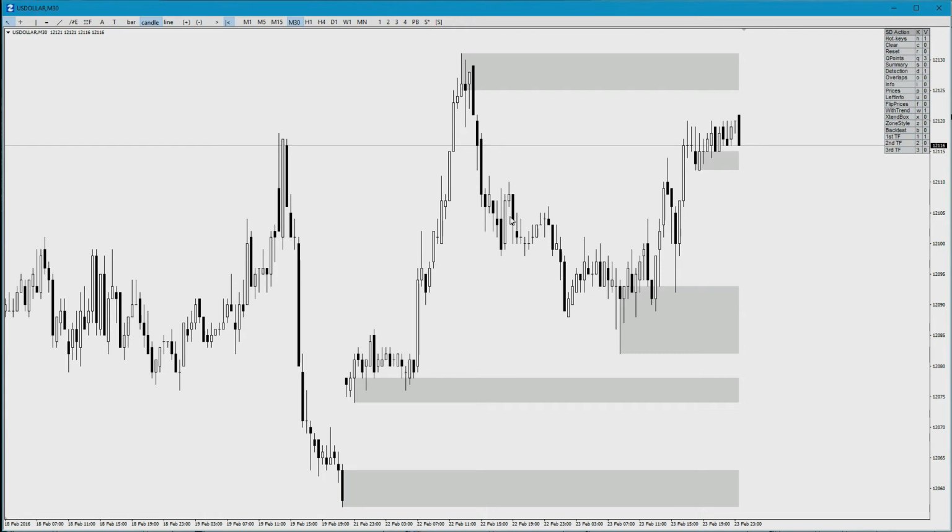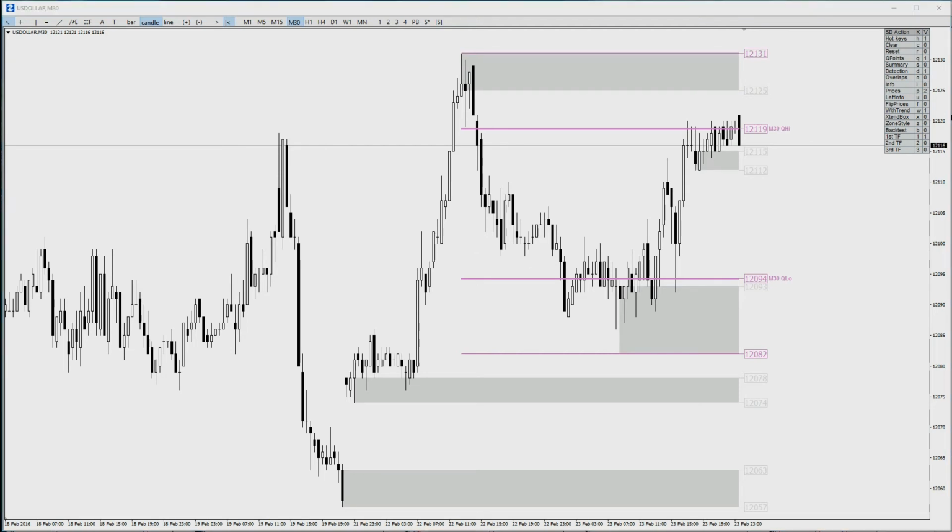Next up is letter P for prices. So if I press P once, you get the prices of levels and the QPoints displayed. Press it again and the prices will get bigger for those of you with less than perfect eyesight, or if you're sitting far away from your screens, this is a very helpful feature.